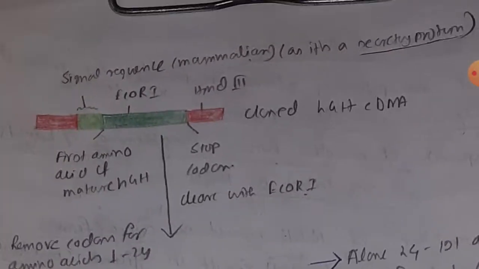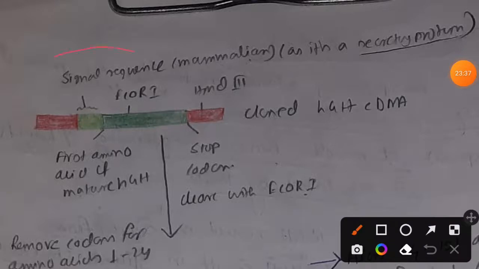We are first preparing the cloned human growth hormone cDNA, which consists of an EcoRI cut site at the 24th amino acid. With the help of this cut site, first of all we are removing the signal sequence. Okay, the first try is obviously the expression of the 24 to 191 amino acid sequence.